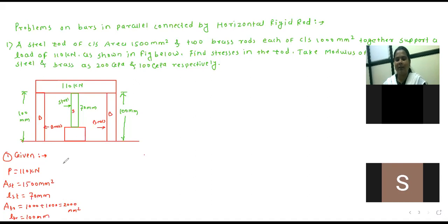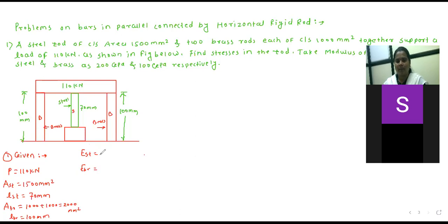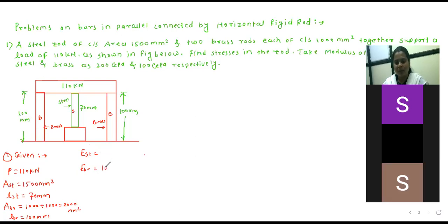So these parameters are given. Also, two more parameters are given, that is Young's modulus of steel, EST, and E brass. Now you tell me Young's modulus for brass is equal to how much? 100 GPa. Okay, good. And for steel, that is 200 GPa. So these parameters are given. Now we will solve the problem.